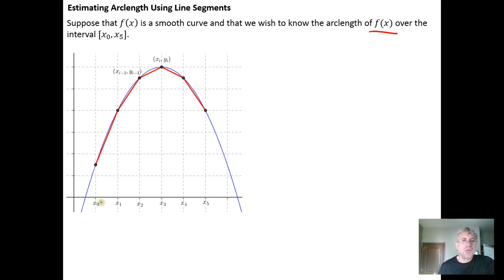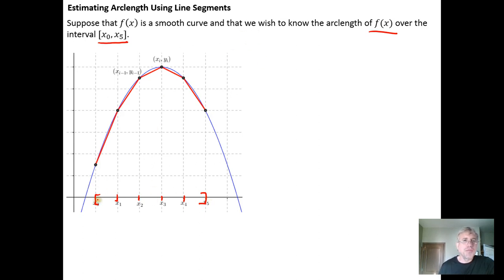And the way that you do it, if you're interested in the arc length over a specific interval, let's say from x naught to x sub 5. So we don't know what these x values are. Some arbitrary interval from x naught to x sub 5. So what we could do is choose to cut the interval up into equal size pieces. So in this case I've cut the interval into 5 equal size pieces.